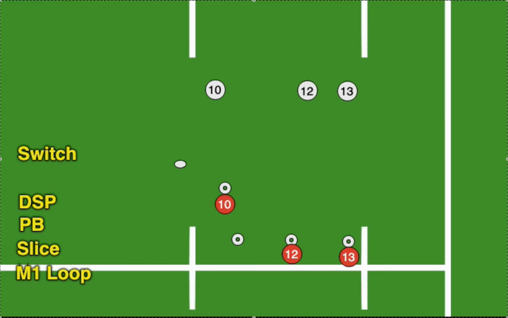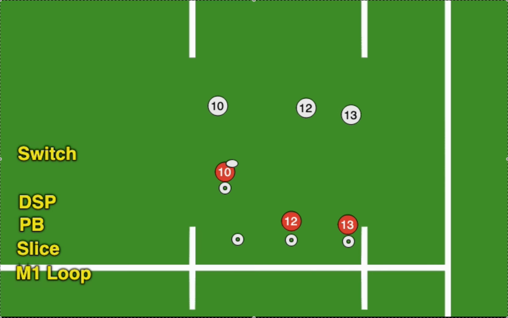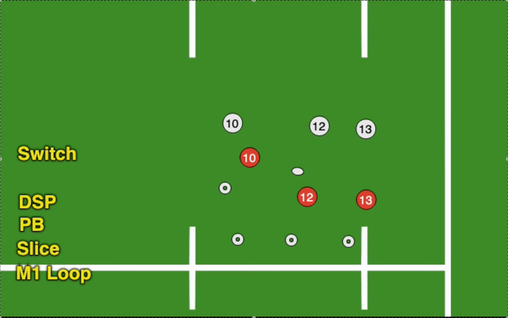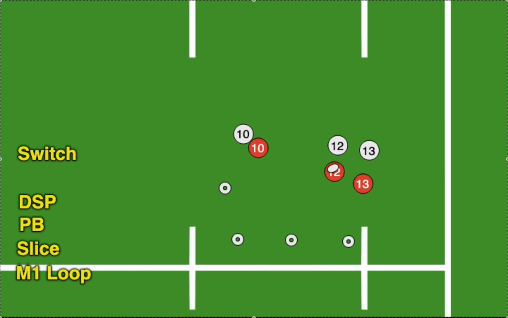And last but not least, switch. So again, space between 10, 12, or the 12's out of position. So it's our job to make sure that our 12 keeps that space open and our 10 can run that blocking line. And straight through.